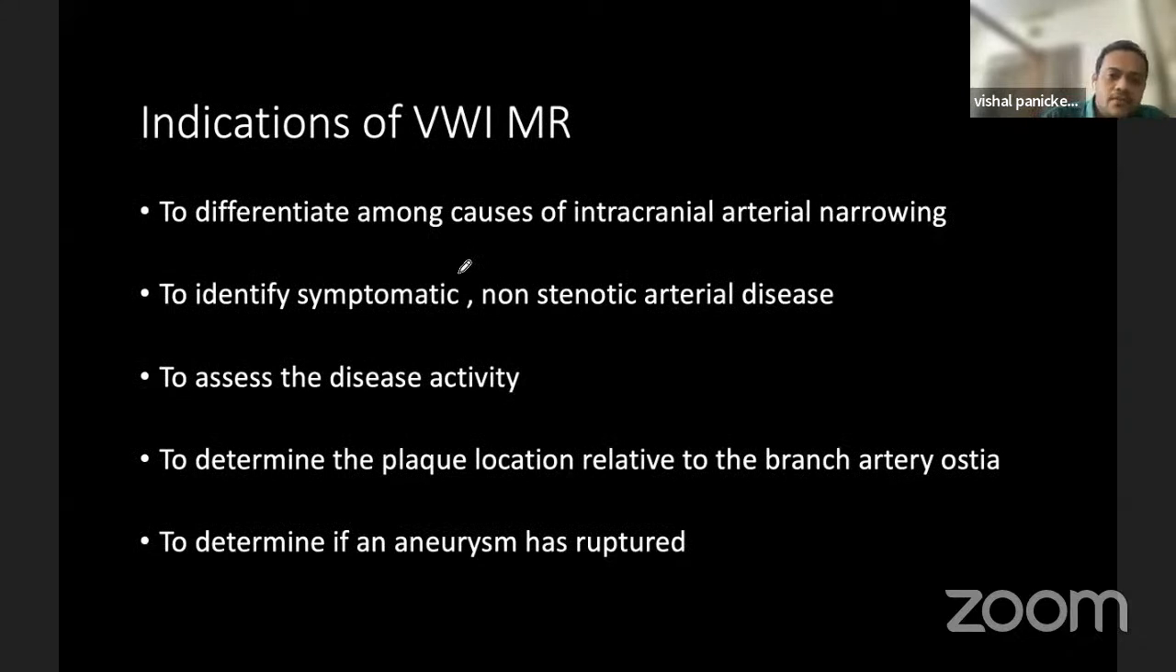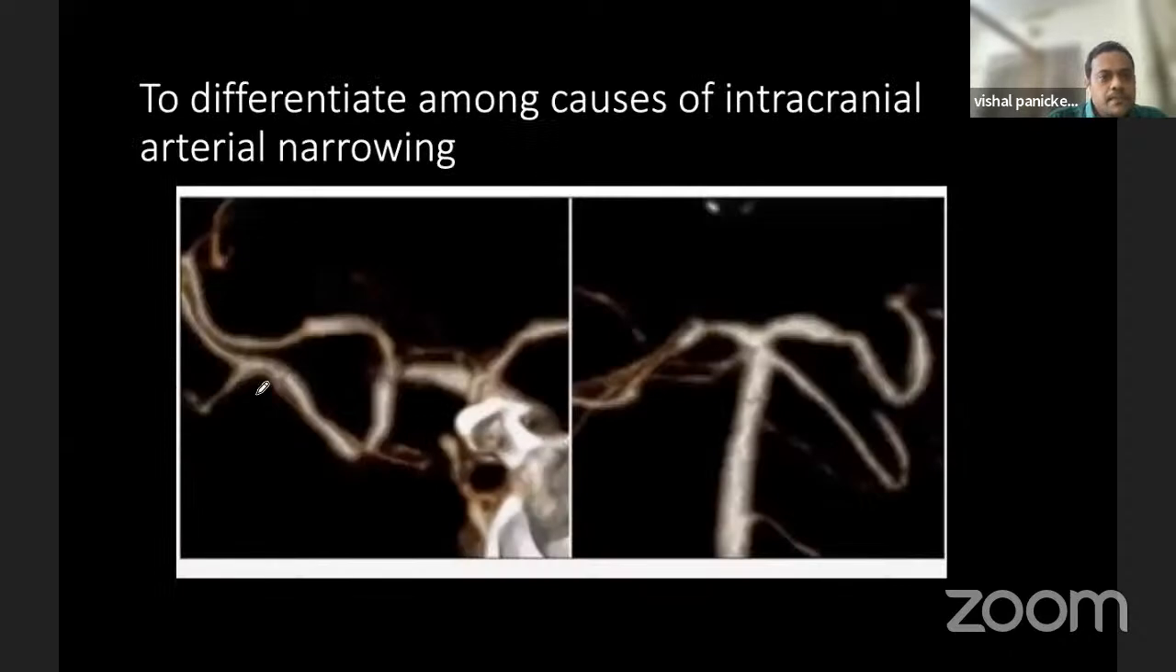So what are the indications for vessel wall MR imaging? To differentiate among the causes of intracranial arterial narrowing, to identify symptomatic non-stenotic arterial disease, to assess disease activity, to determine the plaque location relative to the branch artery ostia, and to determine if an aneurysm has ruptured. First, about how to differentiate among the causes of intracranial arterial narrowing.